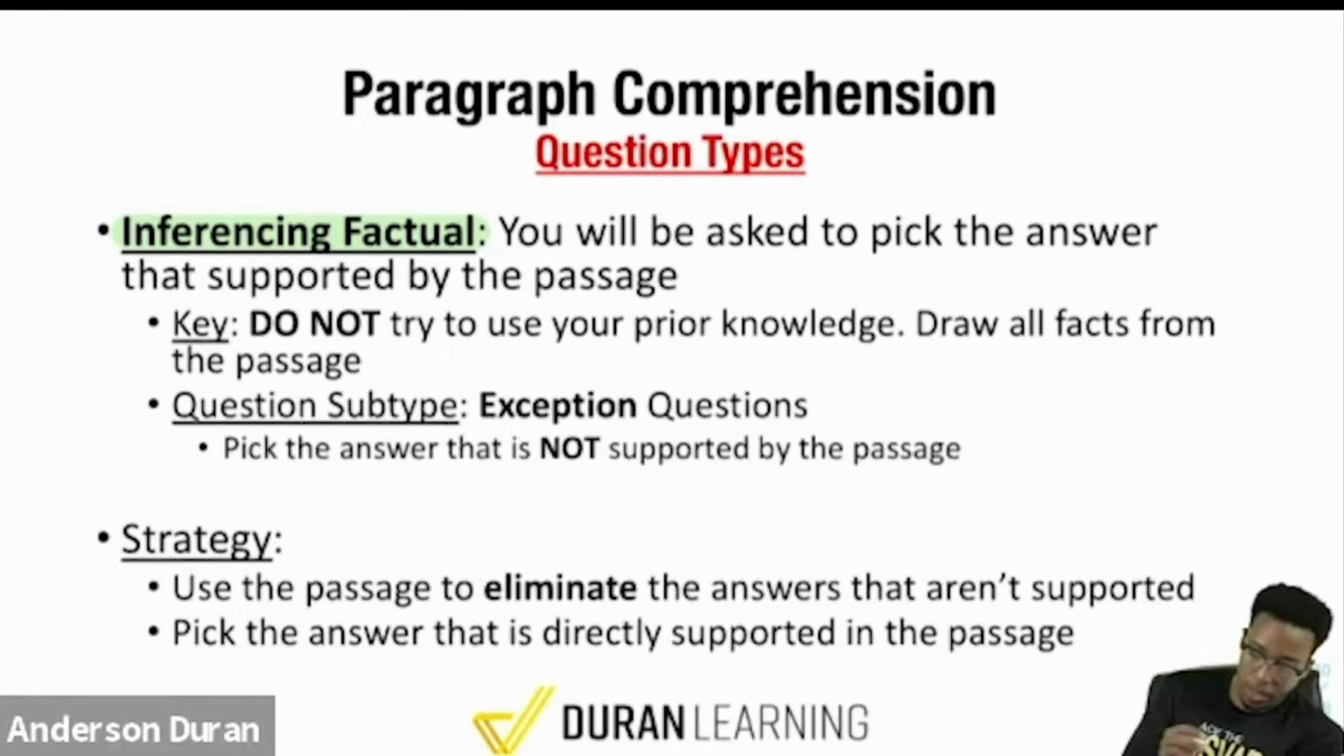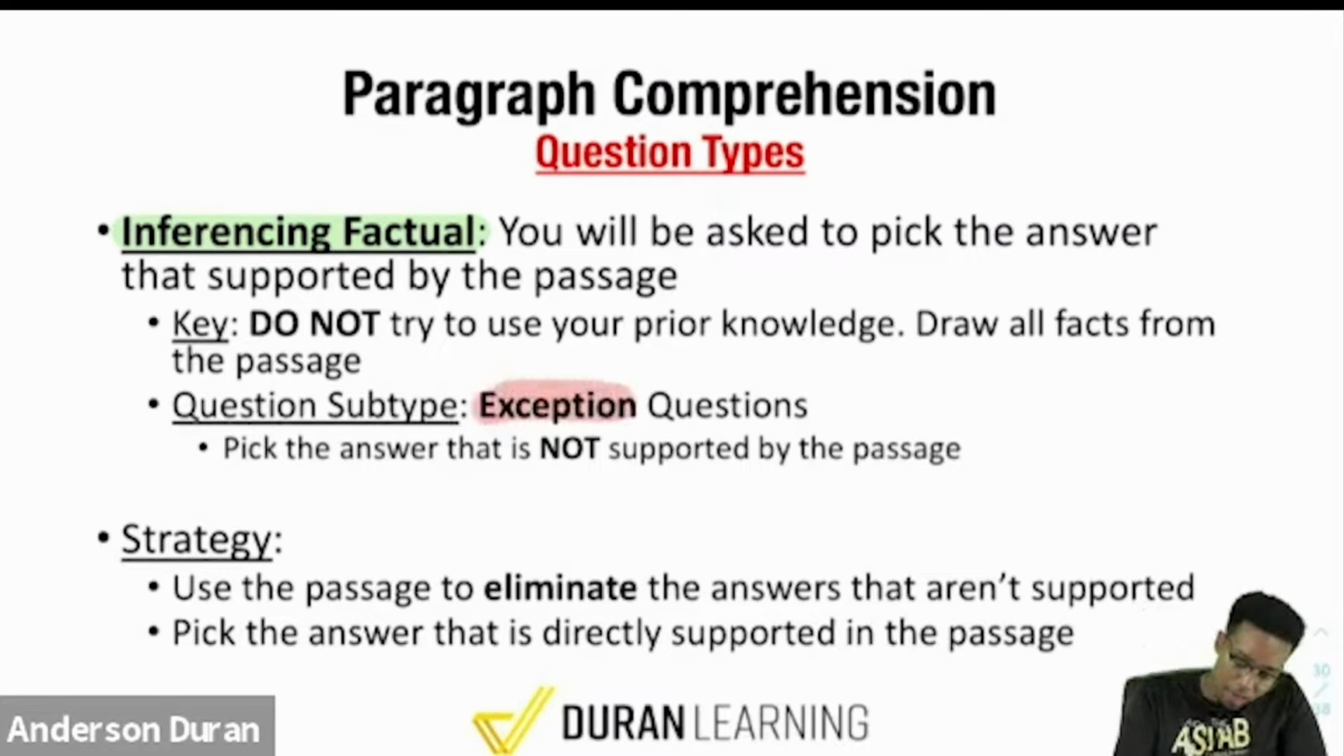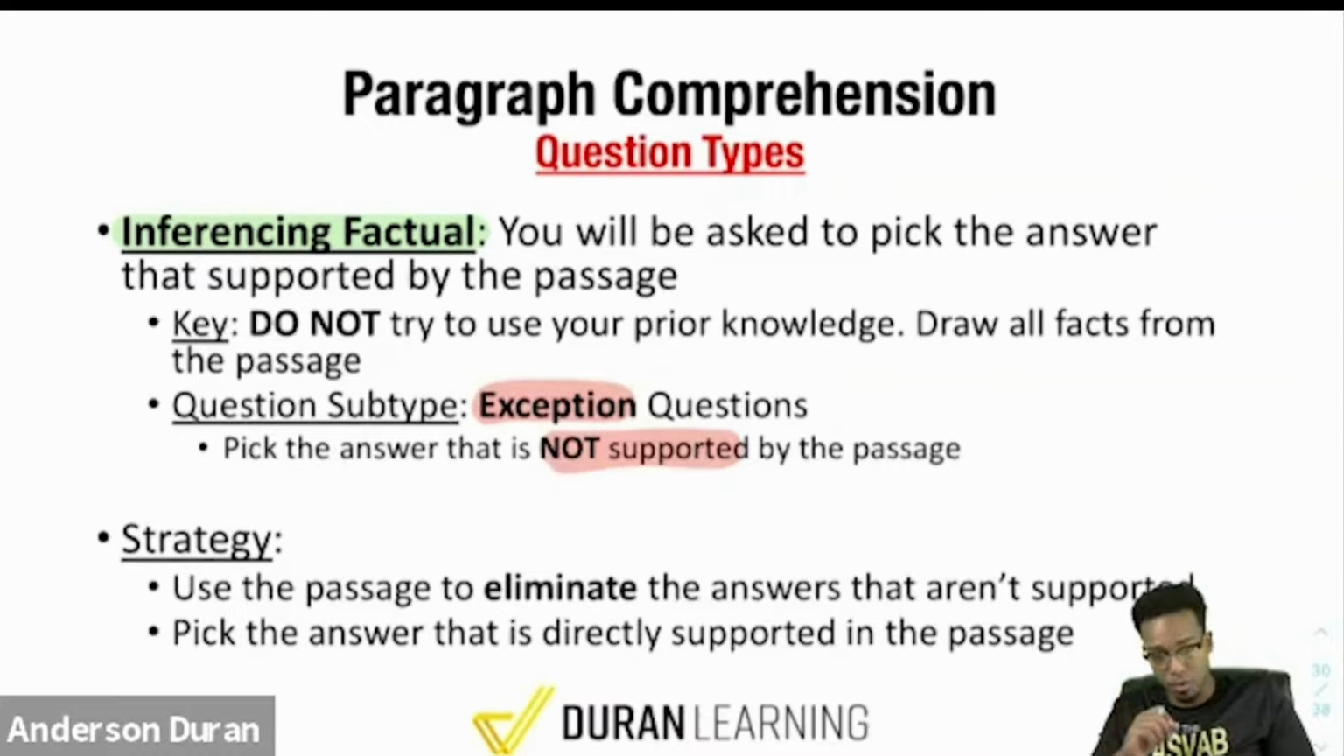So there's a subtype that we're going to be experiencing here in question 3, I believe, and that's going to be the exception question. So when it comes to inferencing factual, you're picking the choice that's most supported. When it comes to exception questions, let me highlight this right here. Exception questions, you're going to pick the answer that is not supported. You're going to have 3 supported answers, 1 that isn't. Pay attention to the question, because the question is going to let you know which one you're dealing with. It's going to be very obvious.